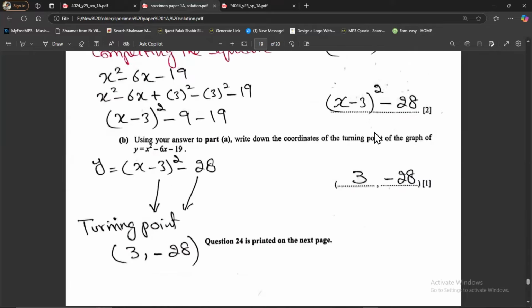So this gives the coordinates of the turning point. You need to change the sign of this, and this, its sign remains the same. So they say use your answer in part A, write down the coordinates of the turning point of the graph. The turning point coordinates are these two. But you have to change its sign. If it's positive, make it negative. If it's negative, make it positive. So 3 comma minus 28 is the coordinates of the turning point of that parabola.